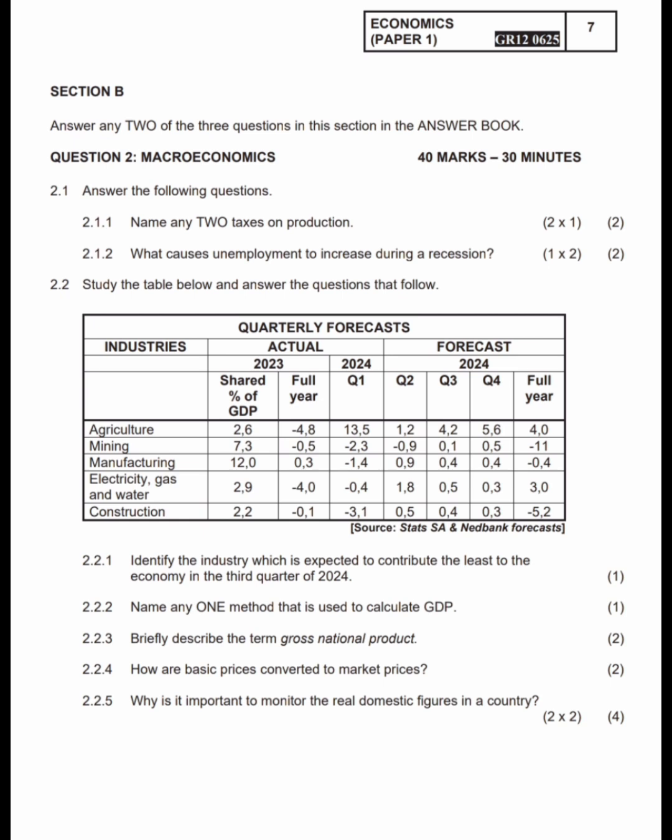2.1. Answer the following questions. 2.1.1. Name any two taxes on production. So our taxes on production are payroll tax, tax on land and building, license fees, tax on pollution, etc. So you can choose any two to write under taxes on production, right? And then we have our 2.1.2.